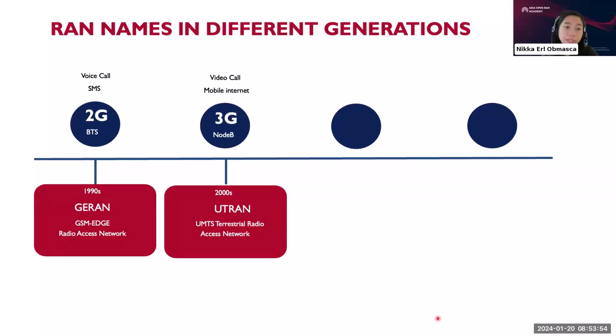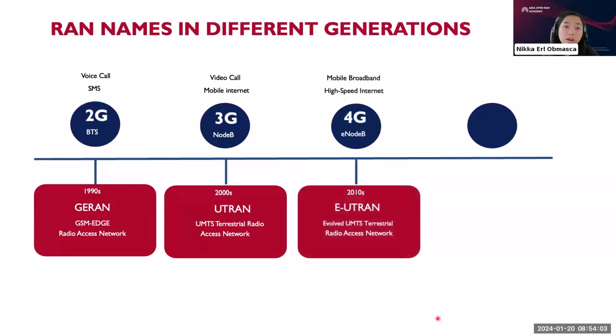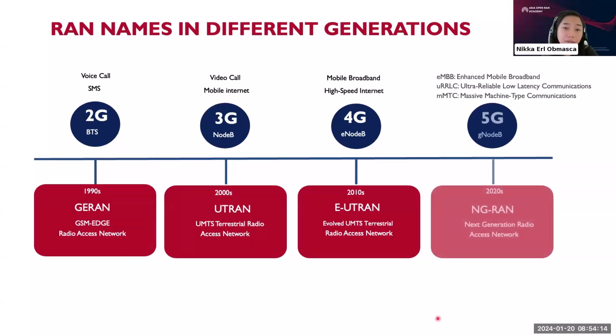Next we have 3G, which does mobile internet and video calling. The base station for that is the Node B, and the RAN was named UTRAN, or the UMTS Terrestrial Radio Access Network. For 4G, we have the eNodeB for high-speed internet and mobile broadband, and the RAN is named E-UTRAN, or Evolved UMTS Terrestrial Radio Access Network. And for 5G, we have different use cases, which are eMBB, URLLC, and mMTC, which will be discussed in the future. The RAN is named Next Generation Radio Access Network. So we have GERAN, UTRAN, E-UTRAN, and NG-RAN. Take note of these names.